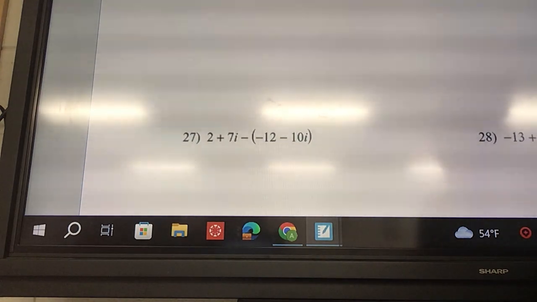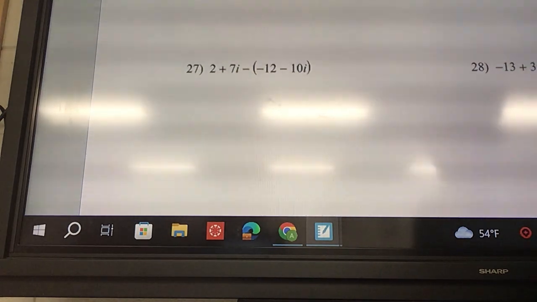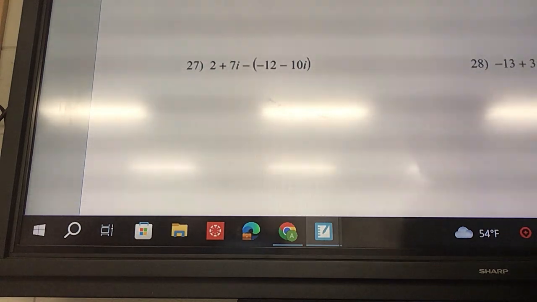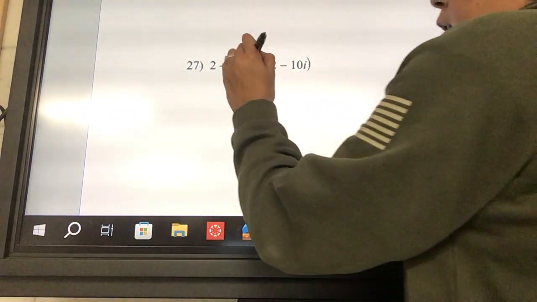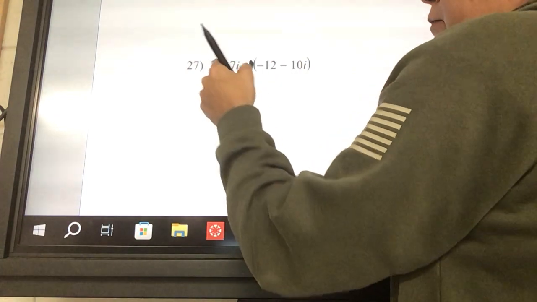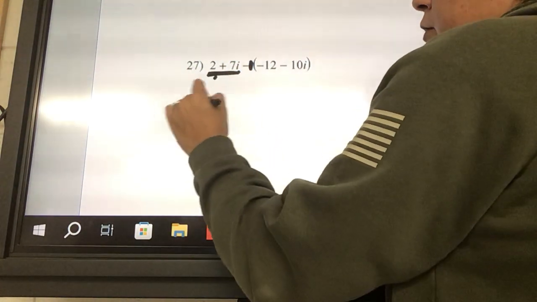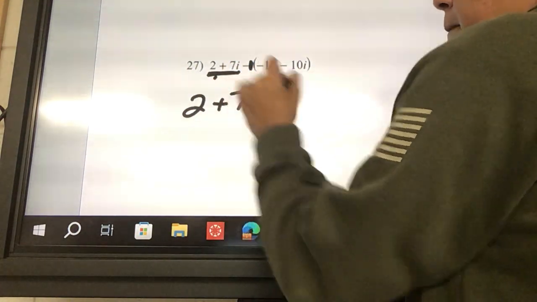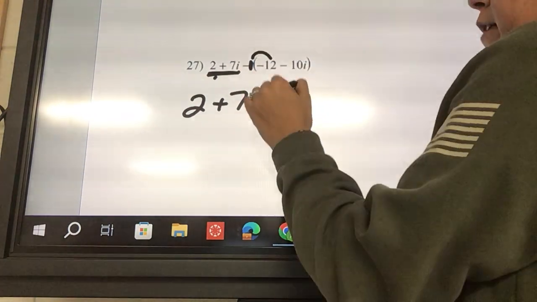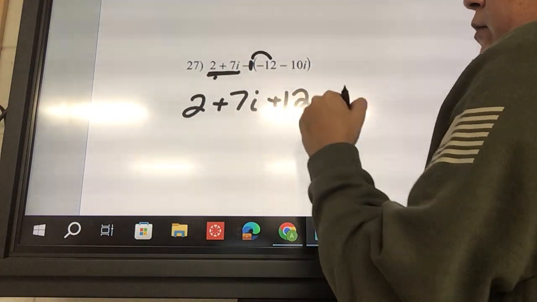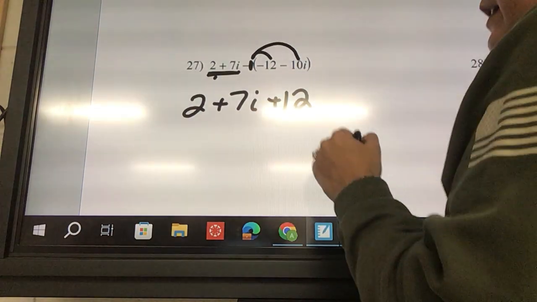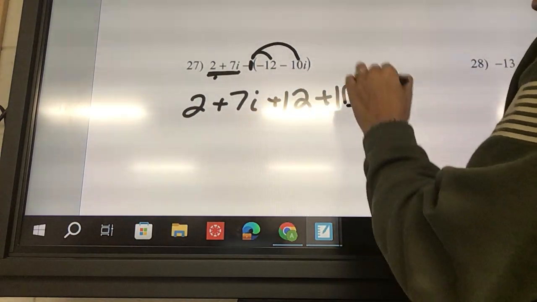Okay, last one, 27. Where can I put a 1? I can put a 1 right here. So this front part, we're just going to drop down: 2 plus 7i. Negative 1 times negative 12 is going to be positive 12. Negative 1 times negative 10i is going to be a positive 10i.